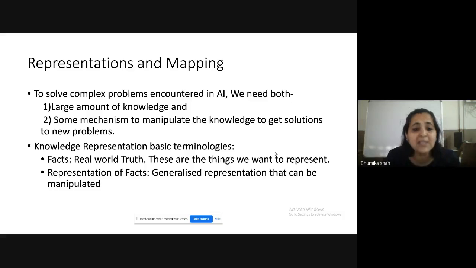The second terminology is representation of fact. What do we mean by representation of fact? It is a generalized format in which we write our facts appropriately so that there is no ambiguity and it is understandable for everyone. Whether the person is technical or non-technical, our representations should be generalized enough so that everyone can understand. So these two things are very basic: facts and representation of facts.